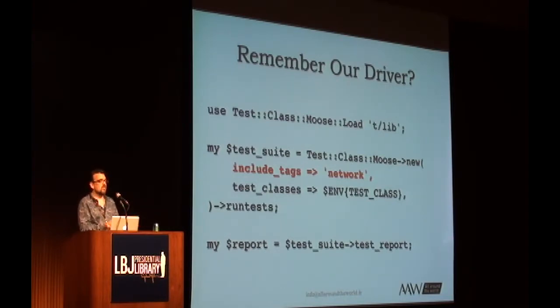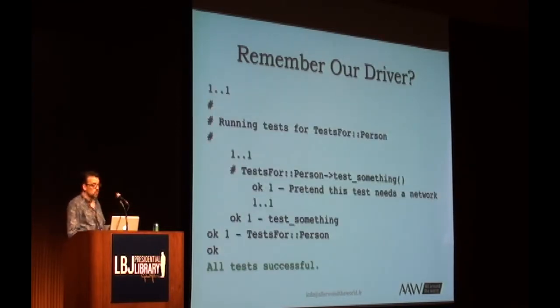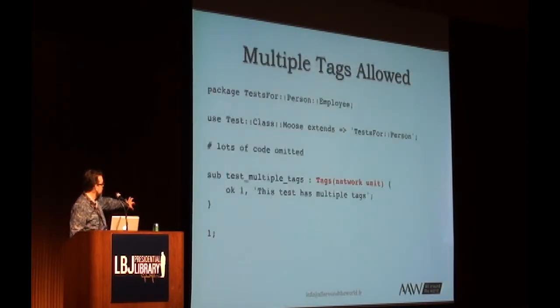I really wanted to have this feature so I could say exclude tags network, which would allow me to run my entire test suite, but I don't want to touch any of my network tests. And it would have made my life so much simpler. And when you run the test suite, only that test underscore something method, the one which had the network tag, gets run. Everything else is excluded, and you can put multiple tags in there, such as network or unit.